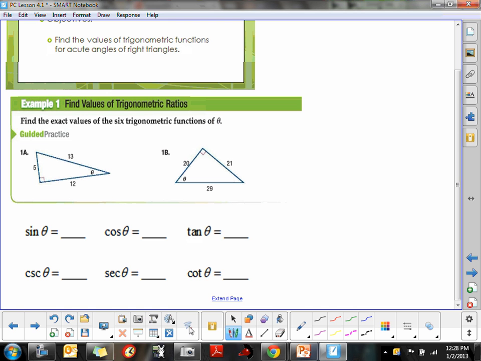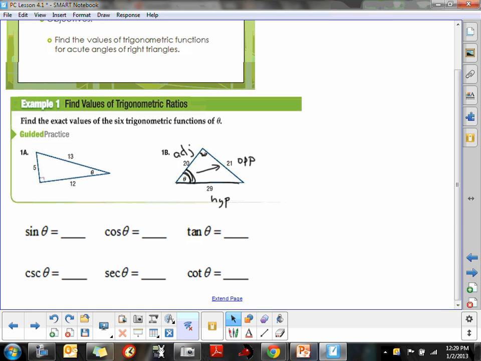Always try to identify, first of all, I know it's a right triangle, so my right triangle trig functions work. Here's theta. This side is the side that is opposite the angle theta. The side that's opposite the right angle is your hypotenuse, and it also has to be your longest. And the other side then is your adjacent. Adjacent means next to the angle that you're dealing with, so next to theta is the side that has a length of 20.